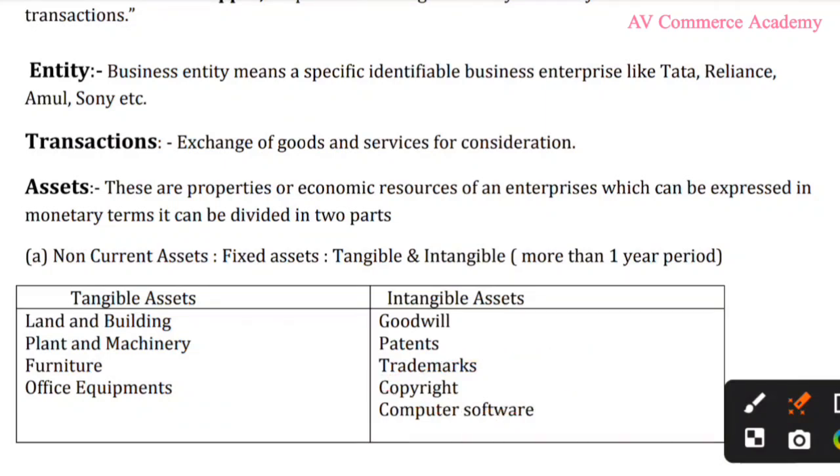Next one is copyright. Copyright is about taking something already written by someone else and using it with permission. For example, when we dub a South film into Hindi, we take permission from the original owner to make the same thing in another way. We call that copyright. Next one is computer software. It is an intangible asset: we cannot touch it but we can purchase it, like Microsoft and Tally software.